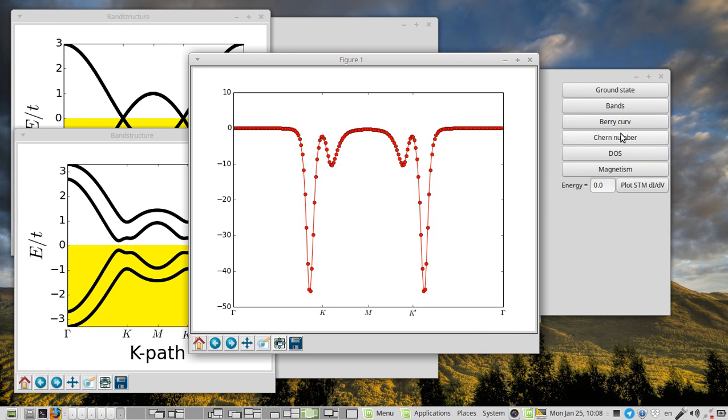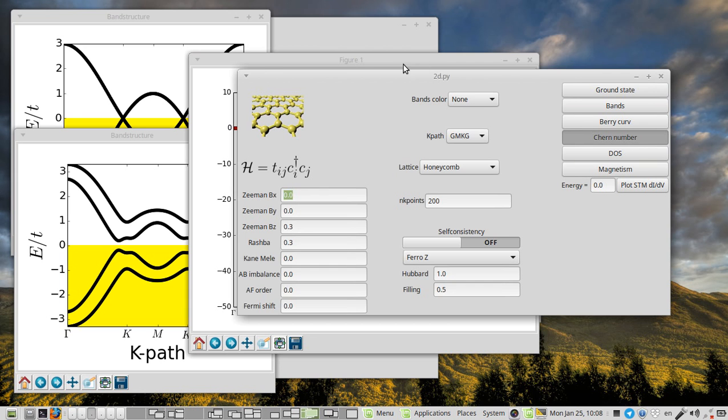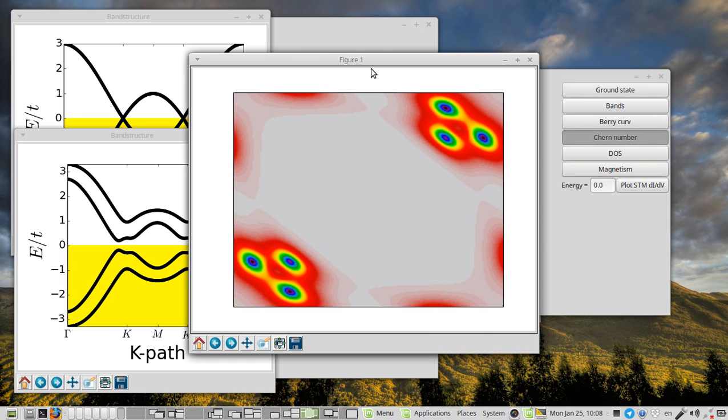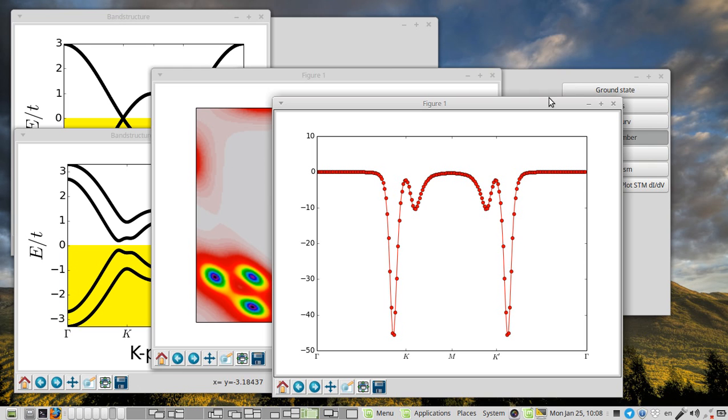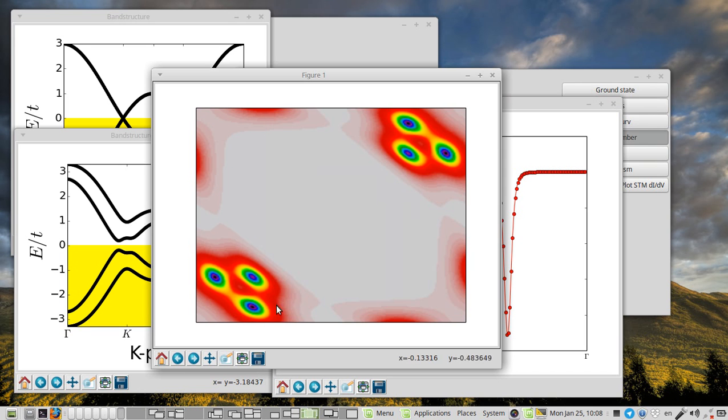And actually what happens if you calculate the Chern number of your system is that you have a Berry curvature located in the K and K prime points, and if you calculate the Chern number of this, you get a Chern number of 2, which means that in a finite system you are going to have 2 gapless edge states.